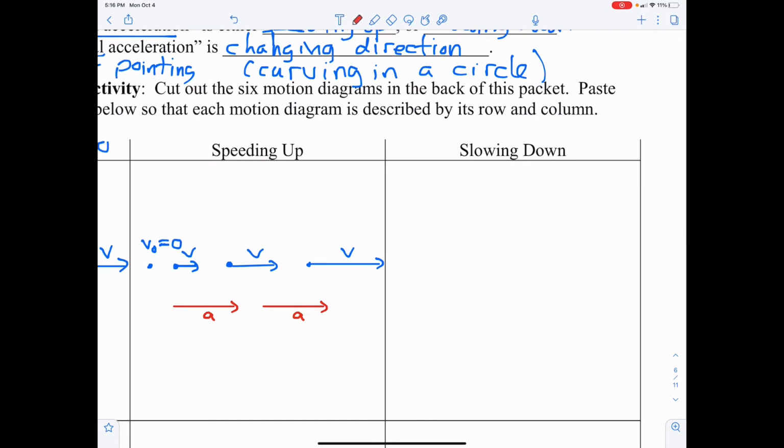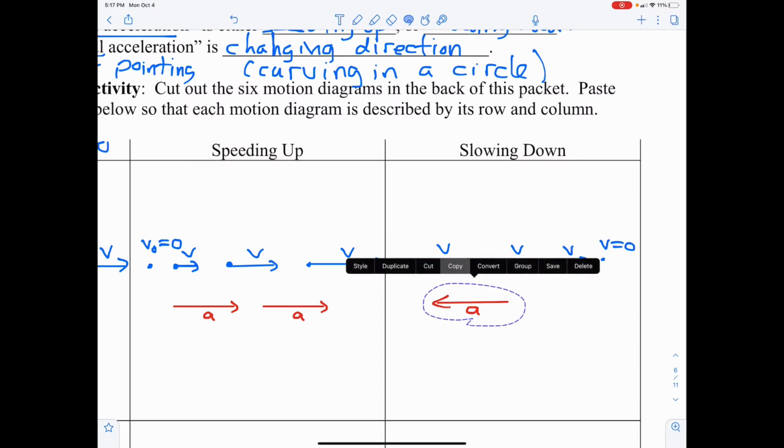Now, slowing down would just be the exact opposite. Longer arrows, shorter arrows, until maybe you end up with nothing. When an object is slowing down, the acceleration opposes the motion, goes the opposite way.